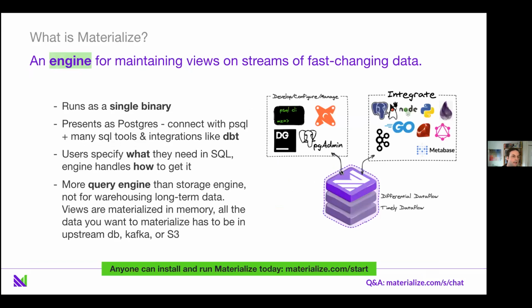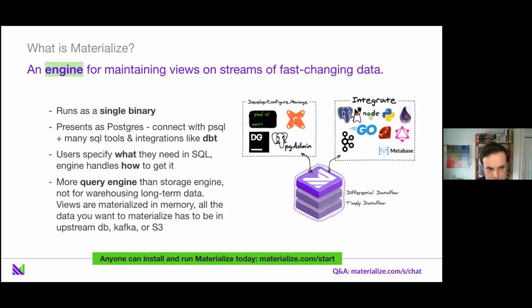And lastly, we're calling it an engine because Materialize runs as a single binary. It presents as Postgres, and you connect with the psql command line or any other SQL tool and integration. We recently added an integration for a really great data modeling tool called dbt. And it's also an engine in that users specify what they need in SQL, and Materialize handles how to get it. And it's more of a query engine than a storage engine. We're not currently focused on warehousing long-term data. Views are materialized in memory, and all the data you want to materialize has to be in an upstream database, Kafka or S3.